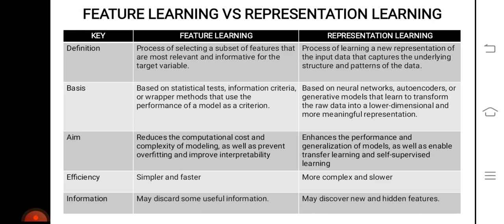What is the difference between feature selection and representation learning? Feature selection is the process of selecting a subset of features that are most relevant and informative for the target variable. Representation learning is the process of learning a new representation of input data that captures the underlying structure and patterns of the data. Efficiency-wise, feature selection is simpler, and representation learning is more complex and slower. Feature selection may discard some useful information, but representation learning may discover new and hidden features.